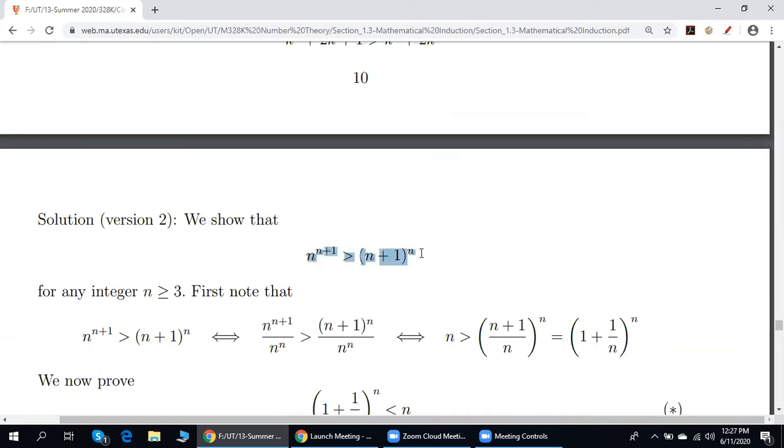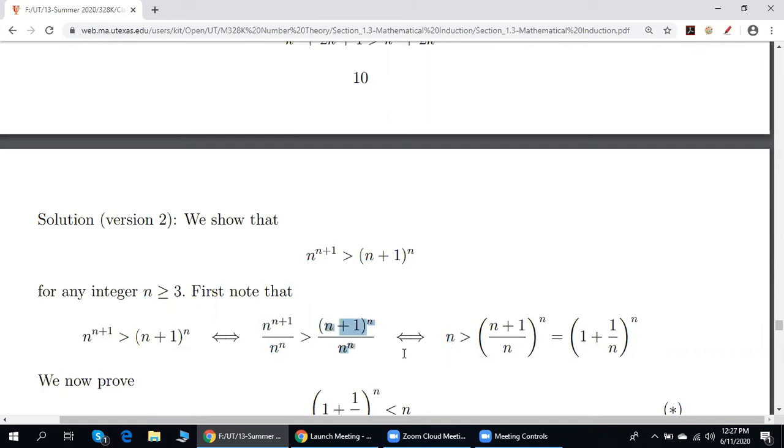So here is the same inequality. Let us copy it here. Next, let us divide the left-hand side and the right-hand side by n to the nth power. Since n to the n plus 1 can be rewritten as n to the nth power times n, the n to the nth power can be cancelled. After we cancel out n to the nth power here and here, the left-hand side becomes n.